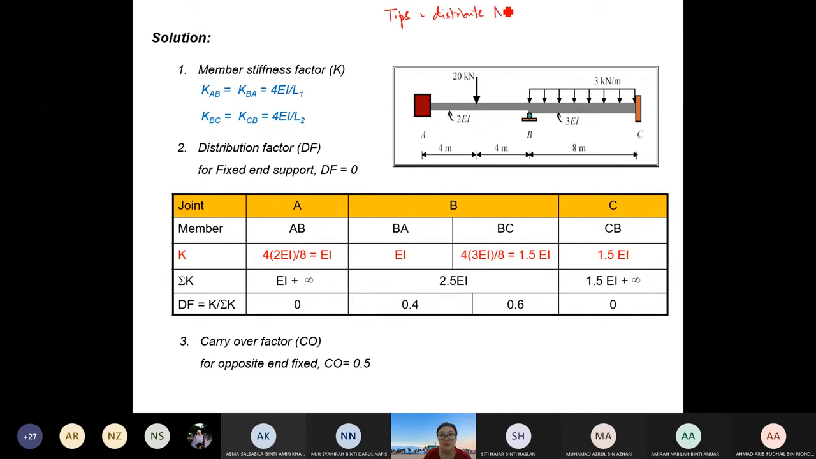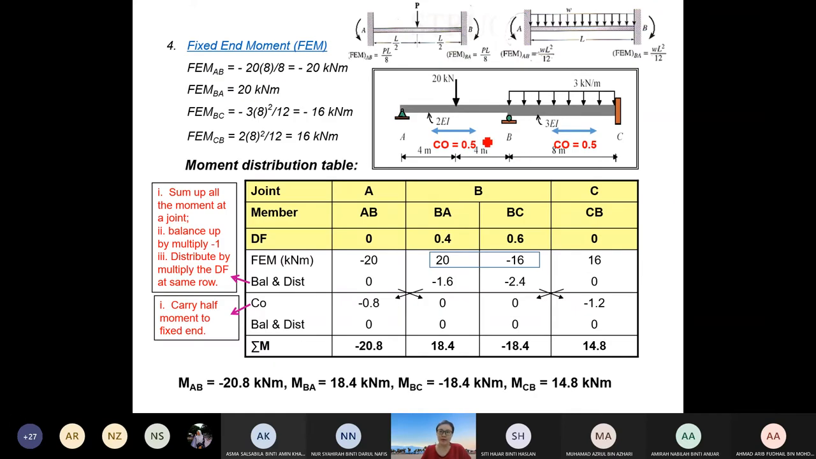The tip is we can distribute moment to a fixed end. So I draw an arrow like this. Can the moment at B transfer to A? Yes, because A is also a fixed end. I draw like this. Can B transfer to C? Yes. How about C to B? Yes, correct. Remember, the internal joint is always fixed in this method. So this is how I have put it in here.